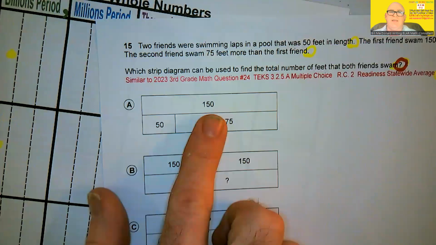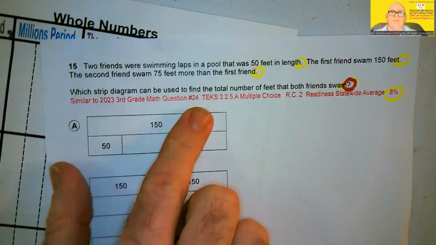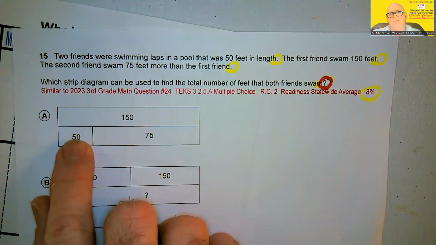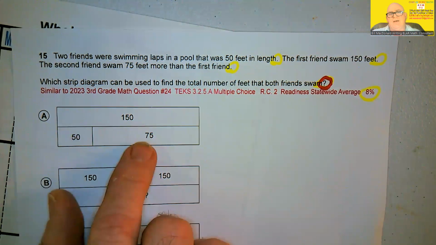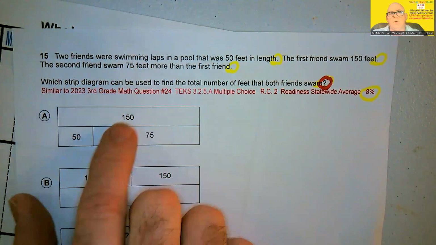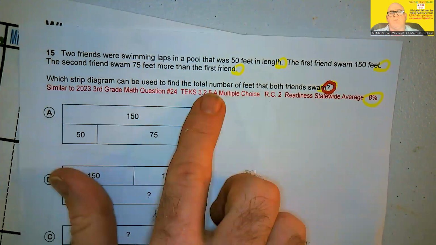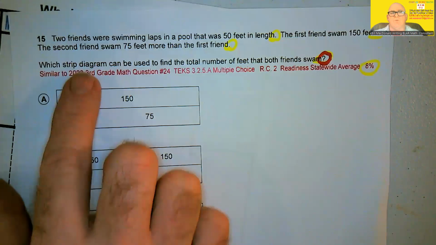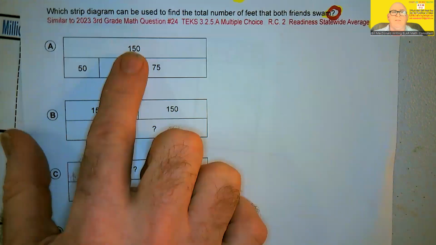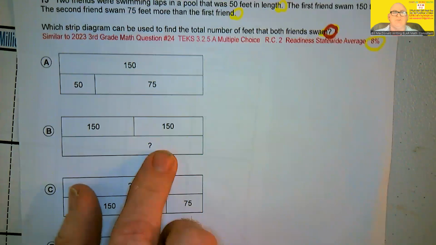Well, letter A, when you look at it, it has the 150 of the first friend. It has the 50-foot pool kind of thrown in there. And then it has a 75 for the 75 feet more, but that's not what the strip diagram would look like, because in most strip diagrams, you're supposed to see a question mark like these other ones do. So that would be one that your students would know to get rid of very quickly as a distractor.